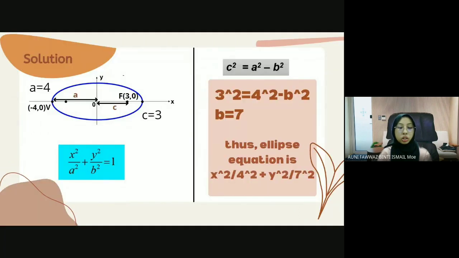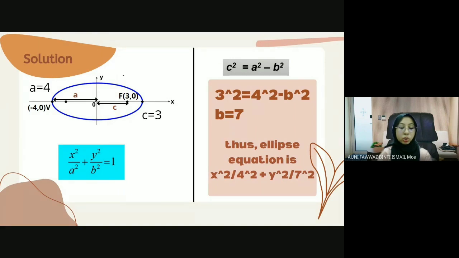For the solution, this is the ellipse that we get. Using the coordinates given, we can determine the lengths of a and c. For the vertex (-4, 0), we get a, which is the distance from the center to the vertex. And for the focus, the coordinate given is (3, 0), and we get the distance c, which is 3, because c is the distance from the center to the focus.